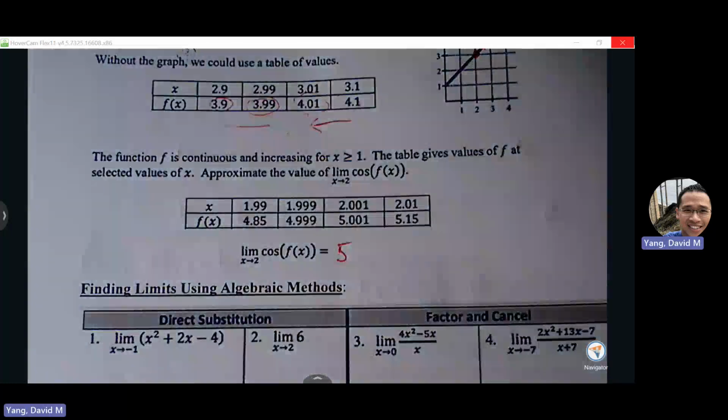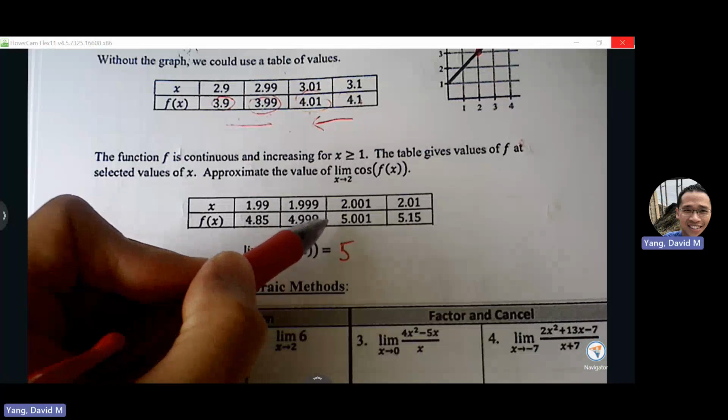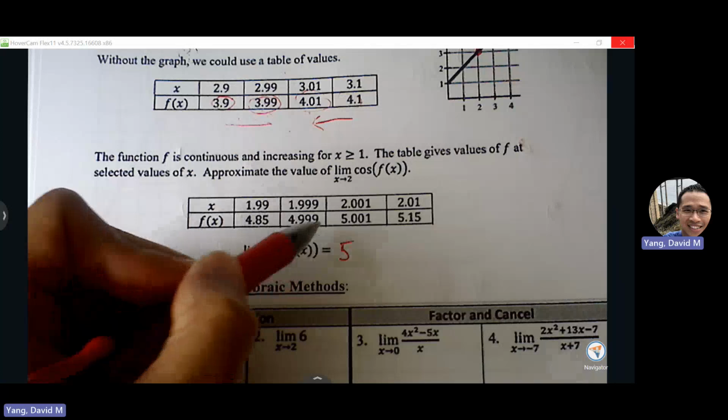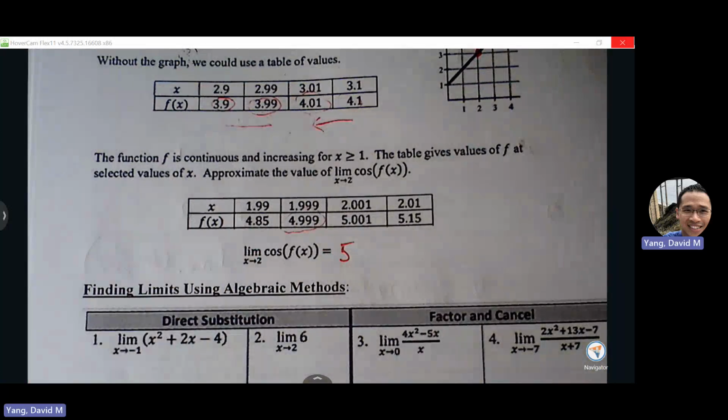And again, we don't care what's happening at 2. Maybe at 2, it's undefined, or maybe at 2, it's at 9, or at 6, or -2. We care about the approach and not the ordered pair. They are completely different categories.